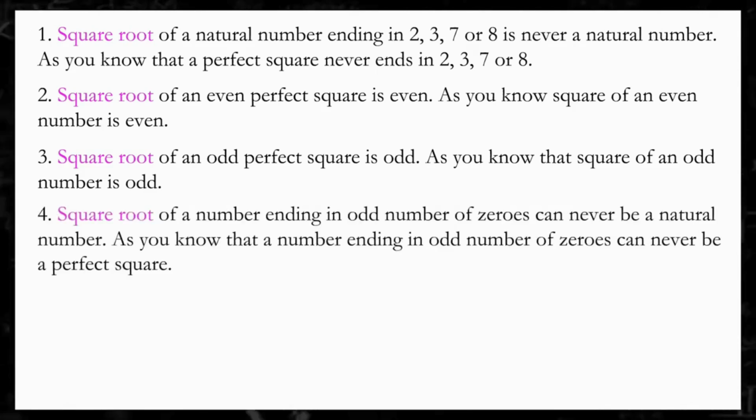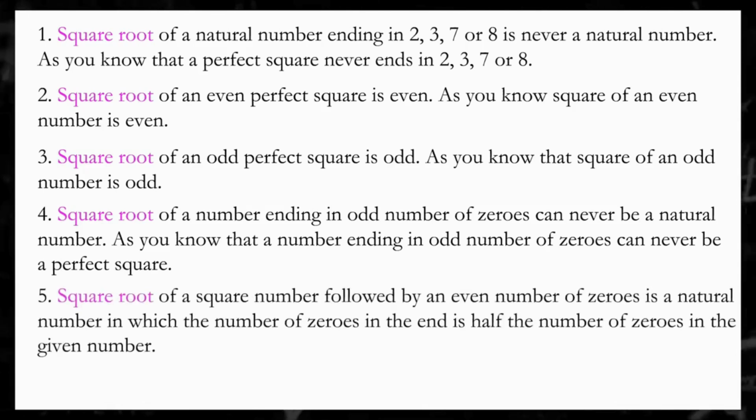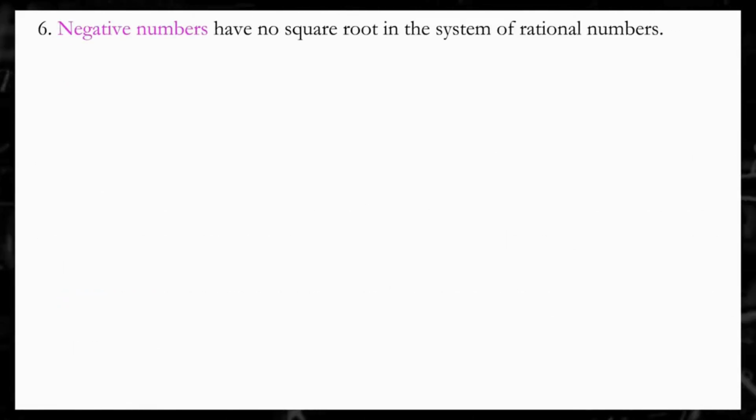4. Square root of a number ending in an odd number of zeros can never be a natural number. As you know, a number ending in an odd number of zeros can never be a perfect square. 5. Square root of a square number followed by an even number of zeros is a natural number, in which the number of zeros in the end is half the number of zeros in the given number. 6. Negative numbers have no square root in the system of rational numbers.